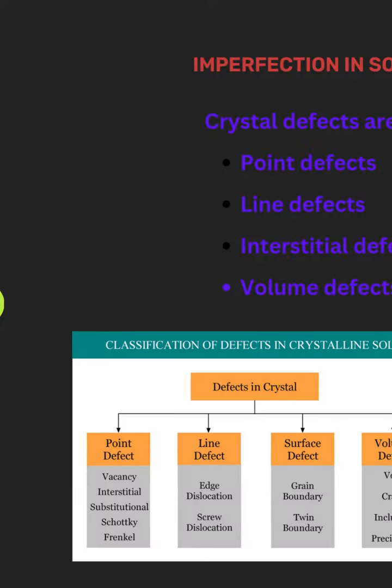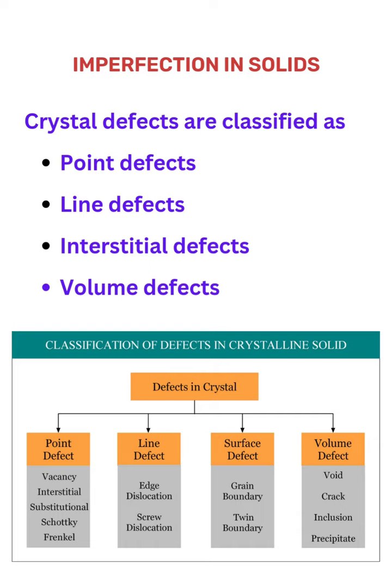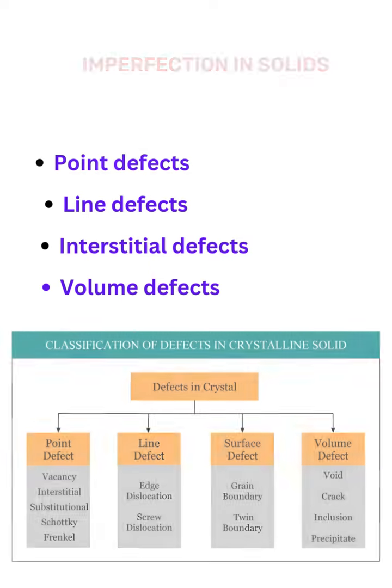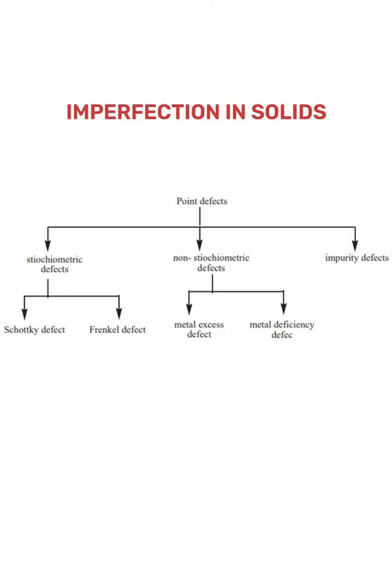Solid state, imperfections in solids. Crystal defects are classified as follows: point defect, line defect, interstitial defect, volume defect. Concentrating on point defects more specifically, point defects are further classified as stoichiometric defect, non-stoichiometric defect, and impurity defect. Stoichiometric defects are Schottky and Frenkel defects.